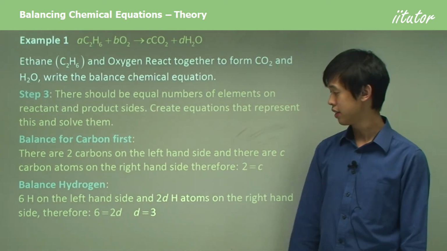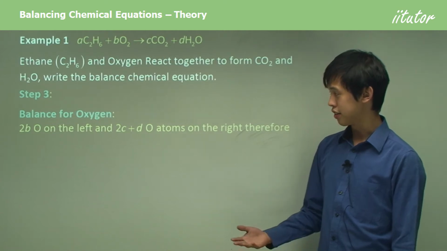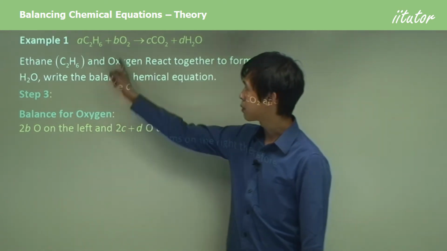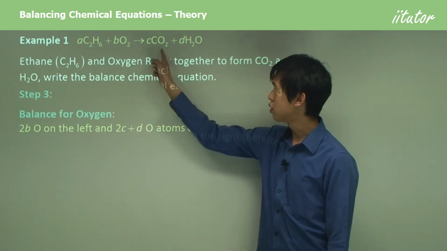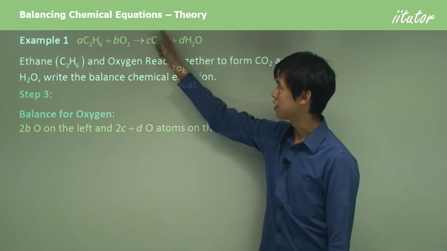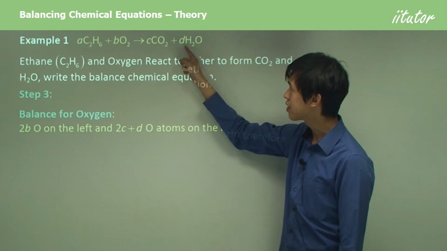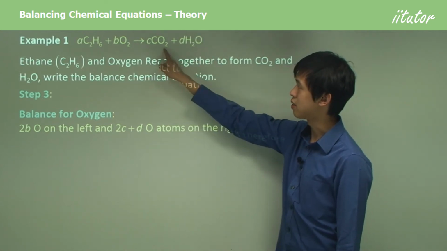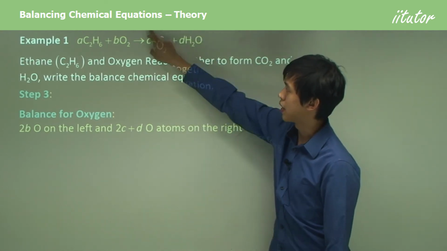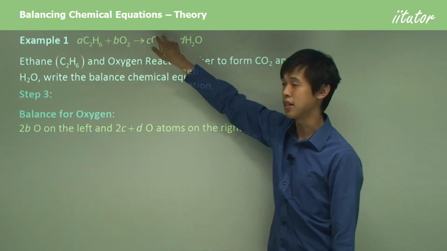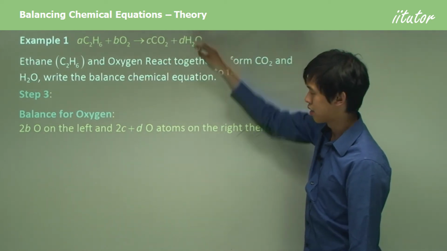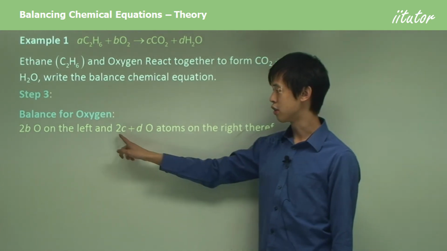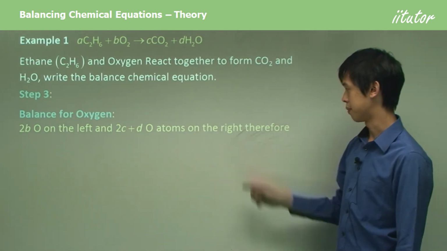Fairly self-explanatory. And oxygen. There are 2 times B oxygen atoms on the left-hand side and 2 times C oxygen atoms on the right plus D. So 2 times C, that's that many oxygen atoms here. And there's also D oxygen atoms here. So there are, in total, 2C plus D on the right-hand side.